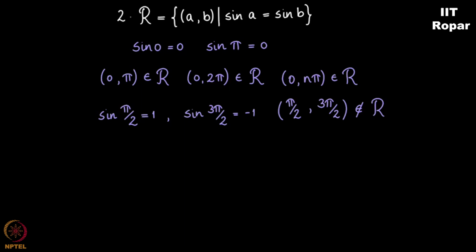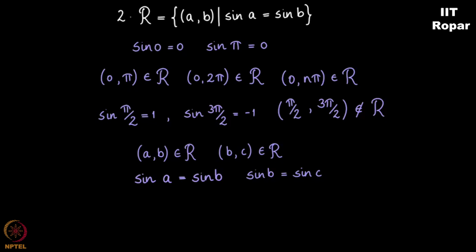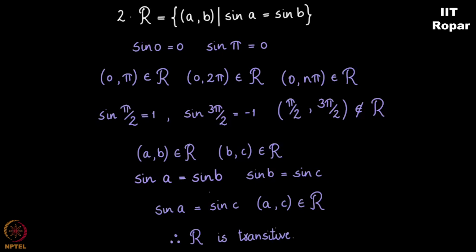So let us assume that (a, b) belongs to R, (b, c) belongs to R. So this implies sine a is equal to sine b and sine b is equal to sine c. Now by this, sine a is equal to sine c and hence (a, c) belongs to R. Therefore, the relation is transitive. I'll leave it as an exercise to you to check if this relation is reflexive and symmetric. If you remember, we have solved some problems, so you must be able to do this quickly.